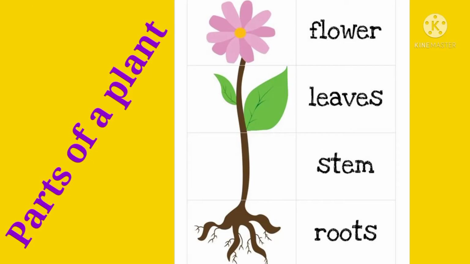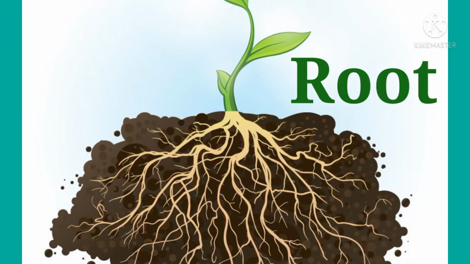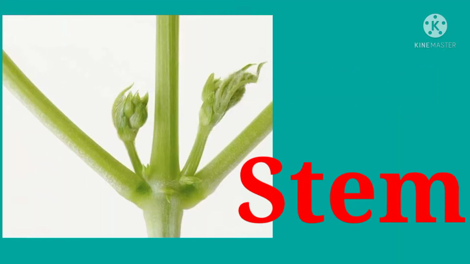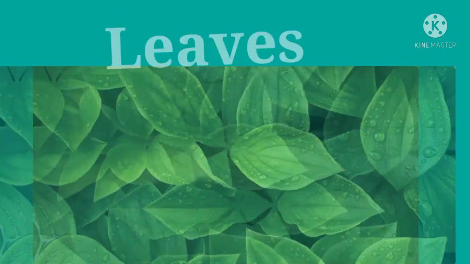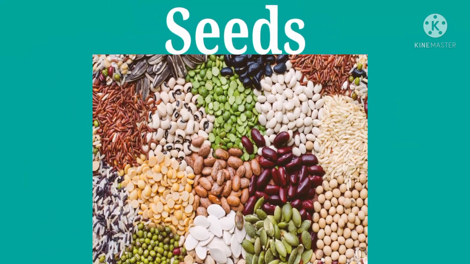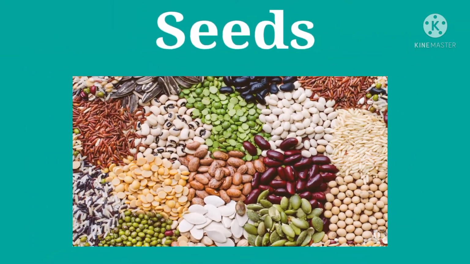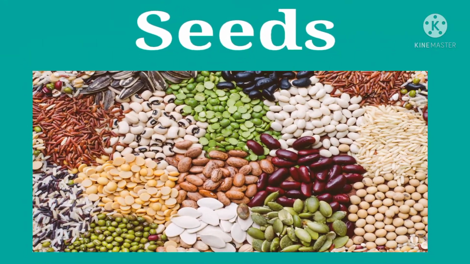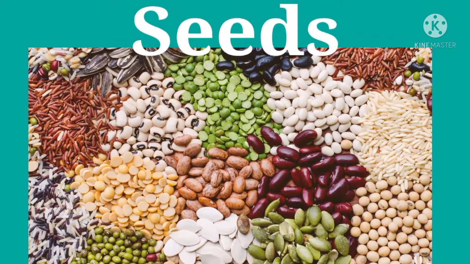Plants have different parts. As you can see, they have different parts like the roots, the stem, the leaves, the flower, and the seeds. These are all parts of a plant. They are all what? Parts of a plant.